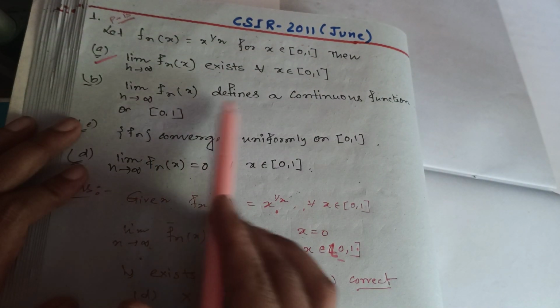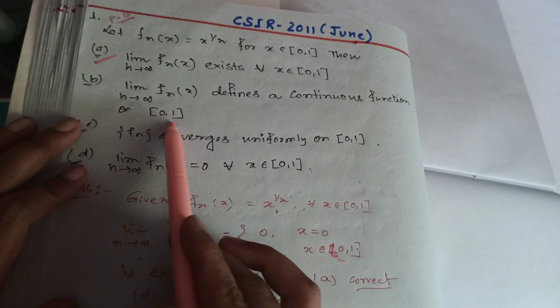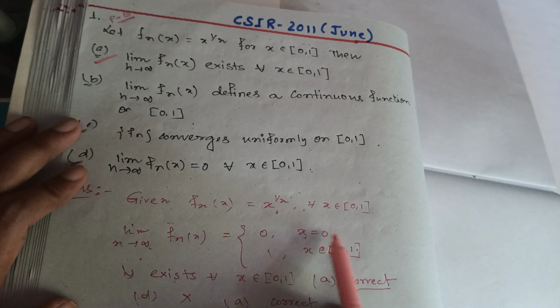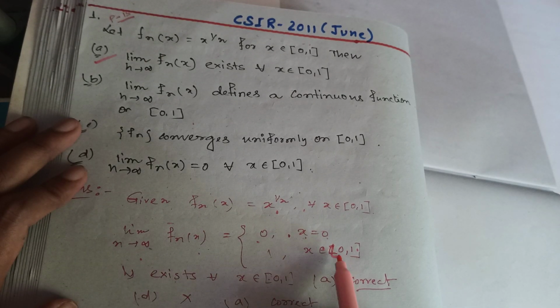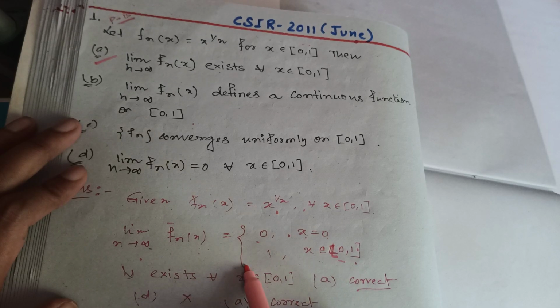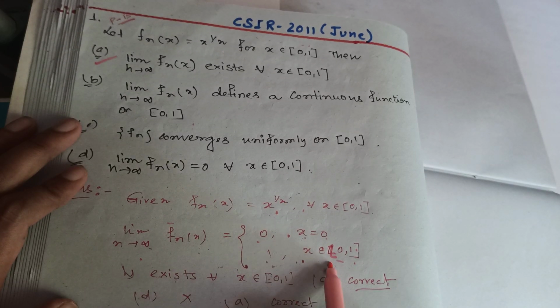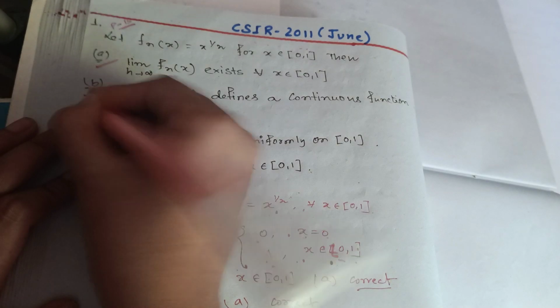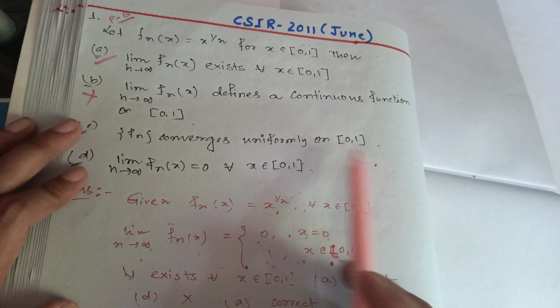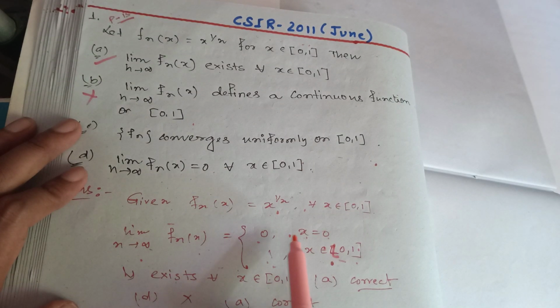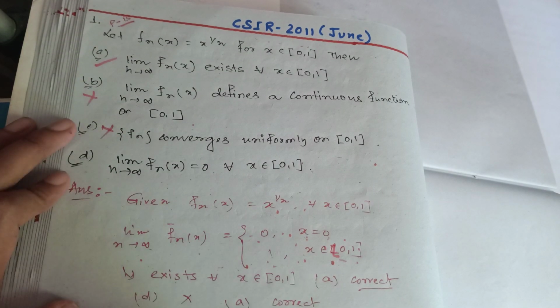The second option says the limit is a continuous function on [0,1], but we see that at x equals 0, f_n(0) equals 0, and as x tends to 0 from the right, the limit is 1. So it is not continuous at x equals 0, and option B is not correct. Is f_n uniformly convergent on [0,1]? It is pointwise convergent but not uniformly convergent, because the limit is 0 at x equals 0 and 1 on (0,1]. So this is also incorrect.